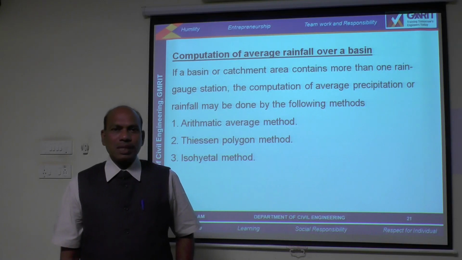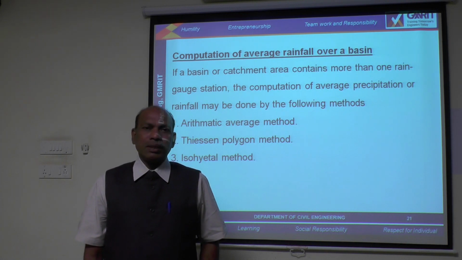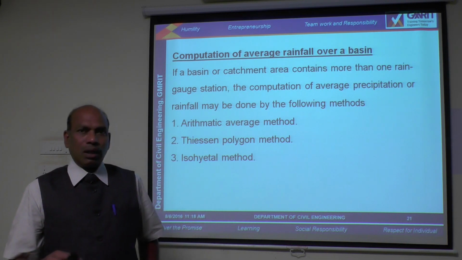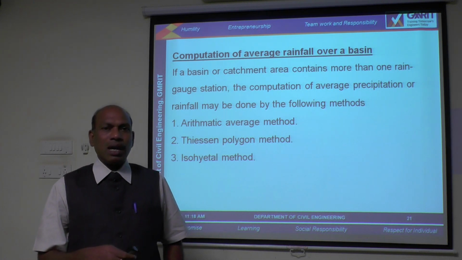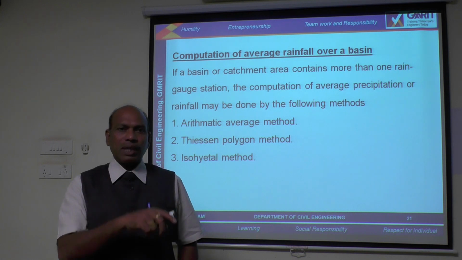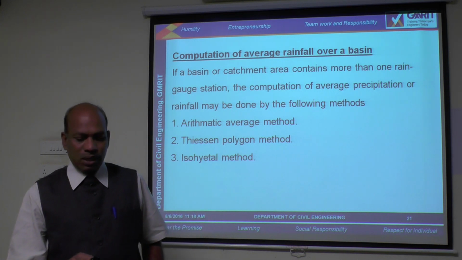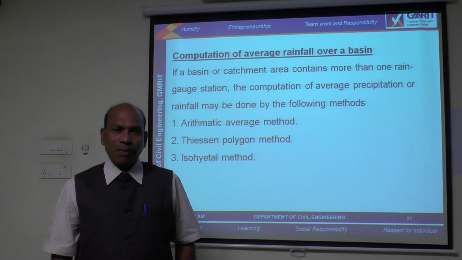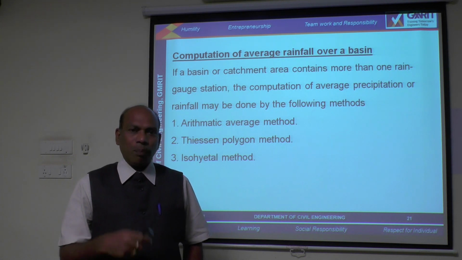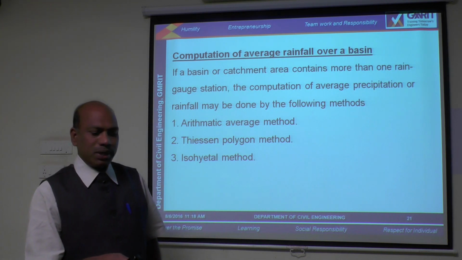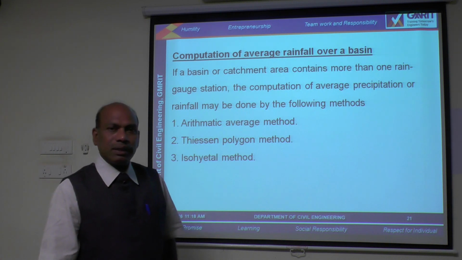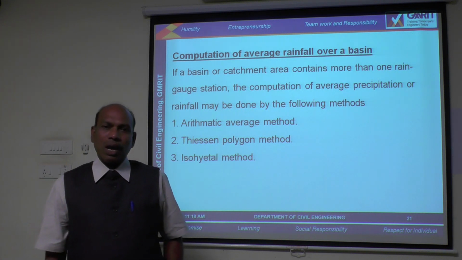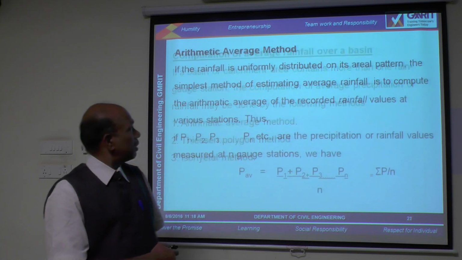Now we are going to discuss the computation of average rainfall over a basin. This average rainfall on a particular catchment area is determined where the number of rain gauge stations existing on the catchment area is more than 1. For the computation of average rainfall over a basin, these methods are used: arithmetic mean method, Thiessen polygon method and isohyetal method.